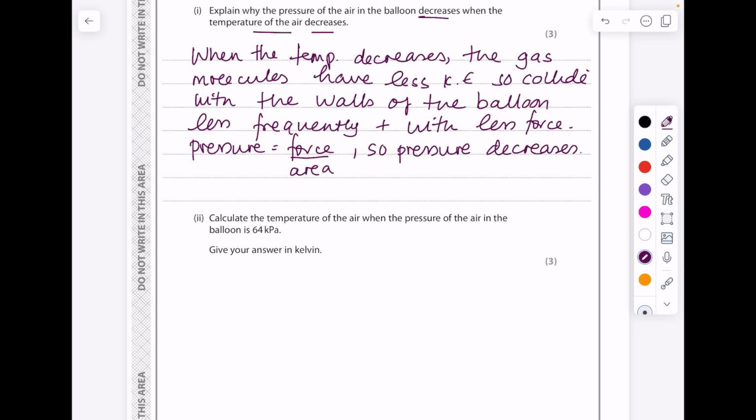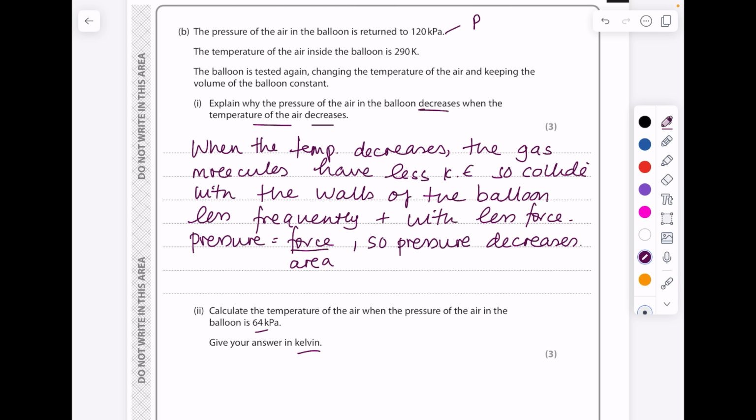Calculate the temperature of the air when the pressure of the air in the balloon is 64 kPa. Give your answer in Kelvin. There's P1, this is P2, we're after T2, and this is T1. Just make sure you read all the wording of the question so you know how I'm arriving at that.